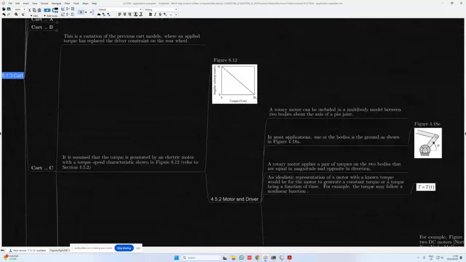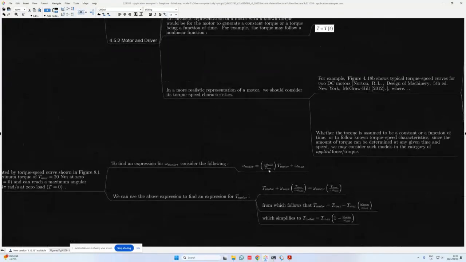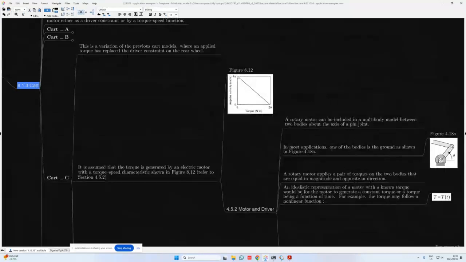So to find an expression for omega motor, we simply consider the relationship for the linear line that we have over here. So y is equal to mx plus c. We go and calculate the gradient. That will be, it will be 0 minus omega max, because it's y2 minus y1 divided by x2 minus x1, which is then T max minus 0. And if we simplify that, we get minus omega max over T max, which is then our gradient of the line.